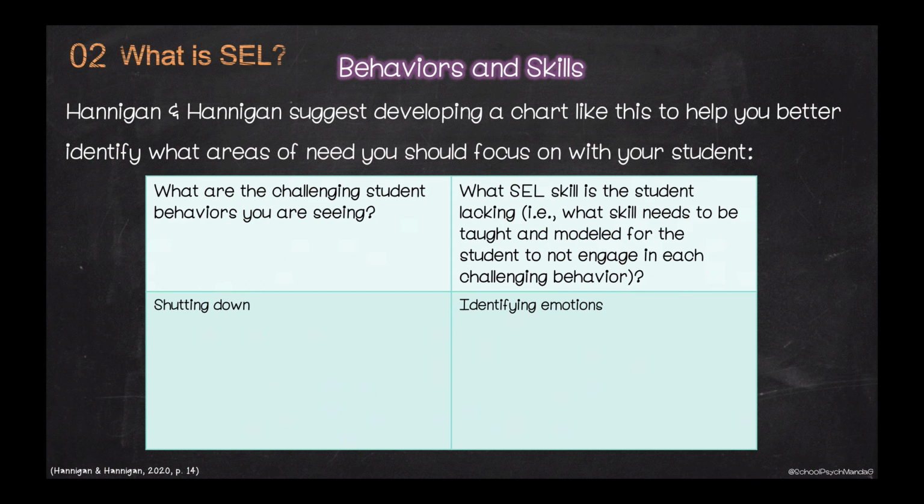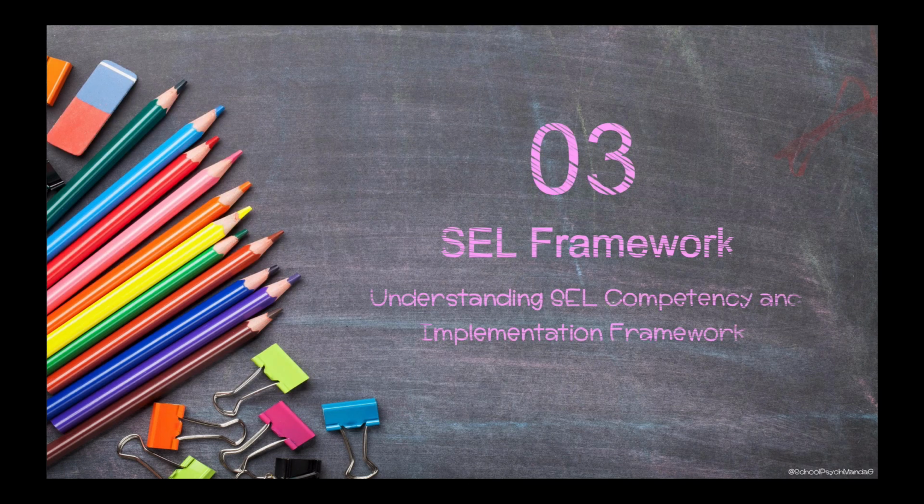So there's 2 columns. You have the challenging student behaviors you're seeing, and then the second column is where you write the SEL skill that the student is lacking. So thinking, what do they need to be taught, what needs to be modeled to the student so that they disengage in that maladaptive behavior. One example the authors provide is shutting down, and the lacking skill that the student does not yet have is how to identify their emotions. And again, the book gives more comprehensive examples of other areas that would fall under those 2 categories.